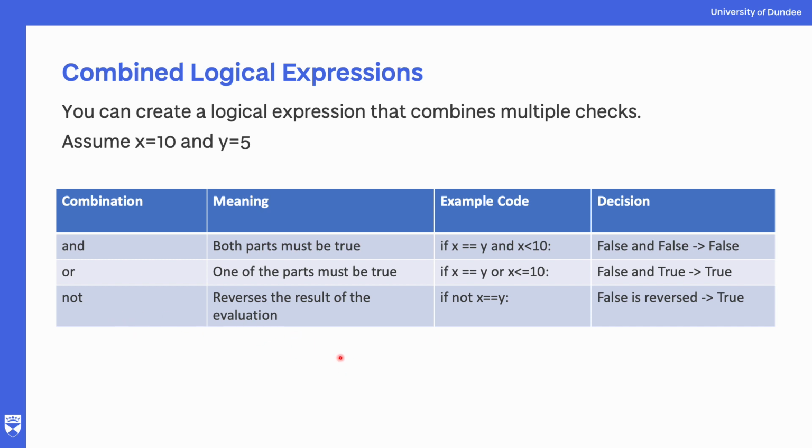NOT reverses the result of the evaluation. x is equal to y is false, but by saying if not this thing, then I reverse false into true. In reality, you probably will not use NOT very often. You'll be using AND and OR primarily.